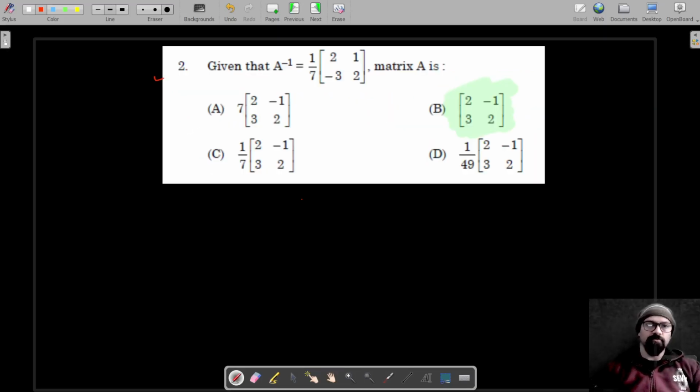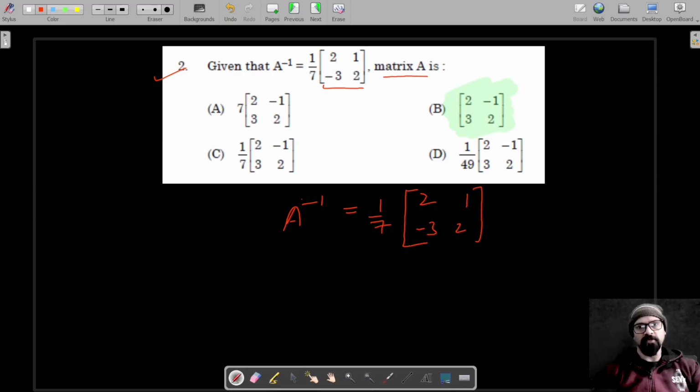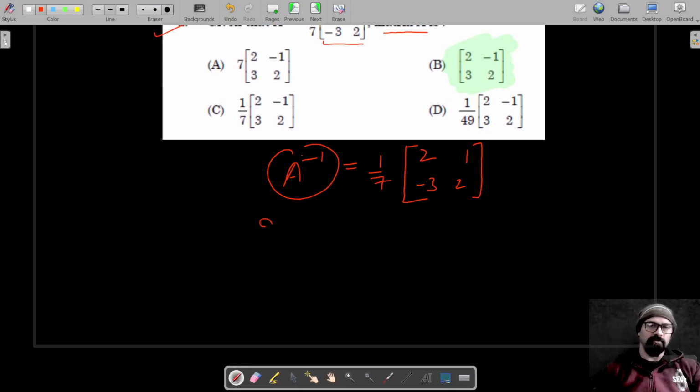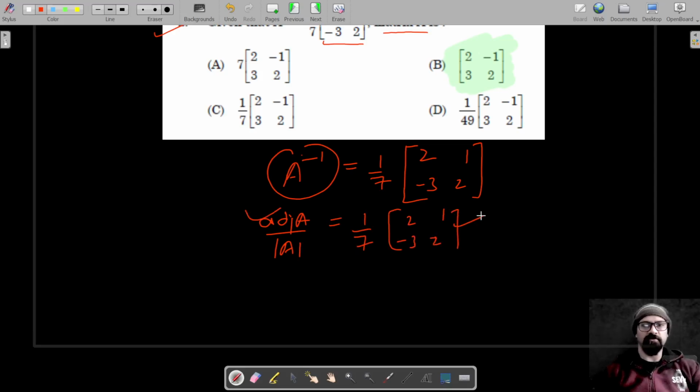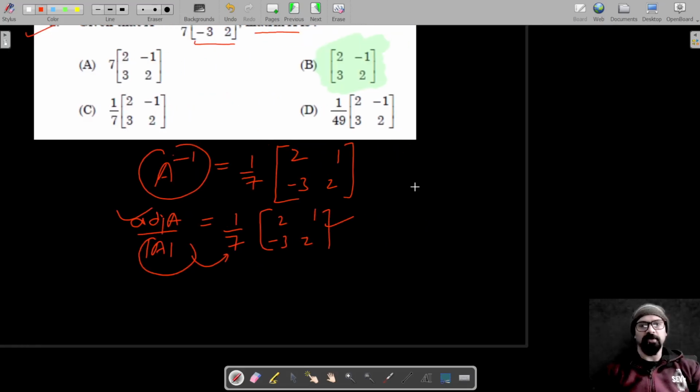Okay, for question number 2, it's given that A inverse is equal to 1 by 7, and this is the matrix. So we have to find out what is matrix A. Now it's given that A inverse is equal to 1 by 7 into 2, 1, minus 3 and 2. Now we know that A inverse is given by adjoint of A divided by determinant of A. If we compare these two sides, this is adjoint of A and this is the value of determinant. So this is determinant of A, which is 7.